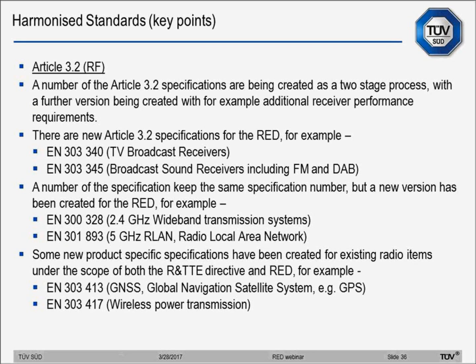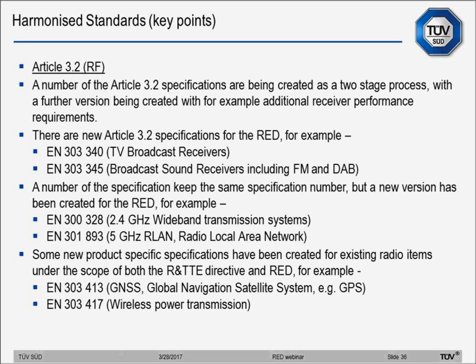A number of the Article 3.2 specifications are being created as a two-stage process. You need to be aware that there will be further revisions of a number of the specifications. This further revision will, for example, have additional receiver performance requirements. There are new Article 3.2 specifications for the RED, for example, EN 303-340 and EN 303-345, which is for broadcast receiver equipment.